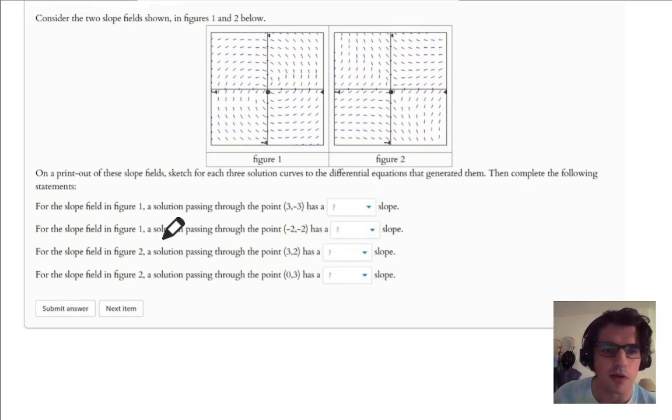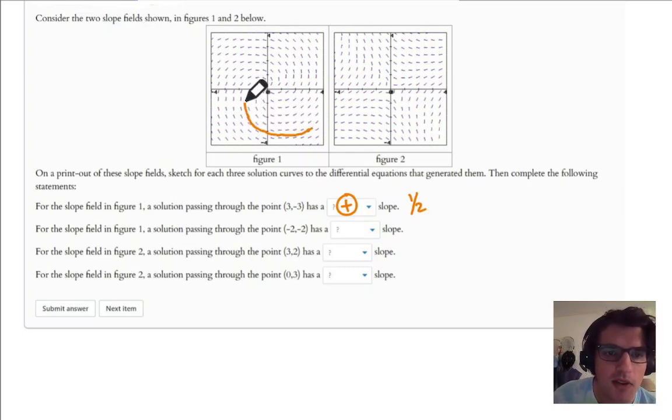Okay, for the slope field in figure 1, a solution passing through the point 3, 3 has what kind of slope? So we just go to 3 and down to negative 3. What kind of slope do we have? Positive. I think we just say positive, actually. I think it's just positive or negative, but it's about 1/2. And we can draw this, of course.